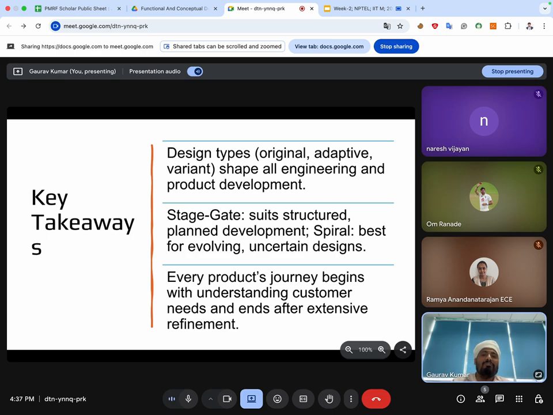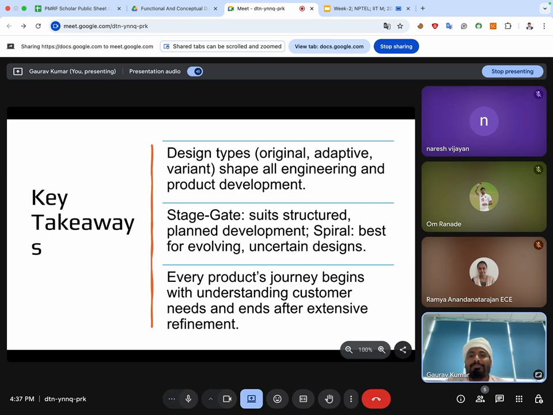So the key takeaway is: choose your process model based on the nature of the problem. For structured problems, use stage gate. If uncertain and evolving, spiral is your friend.